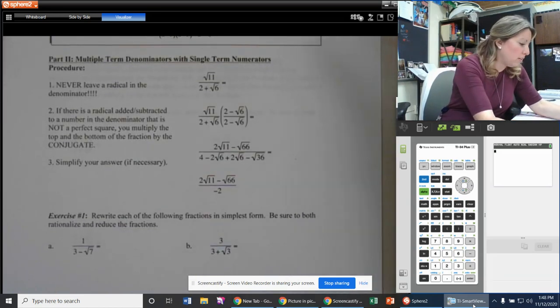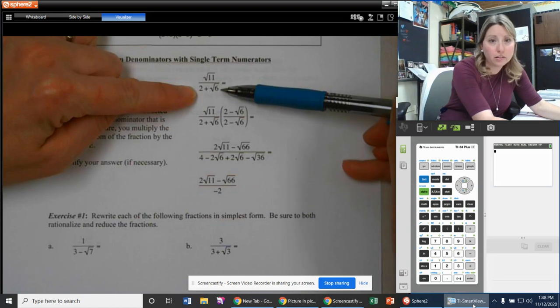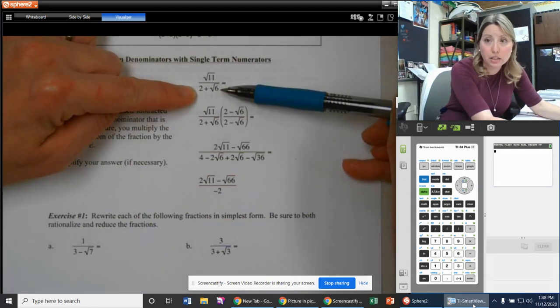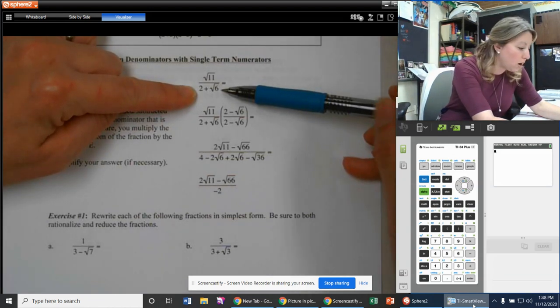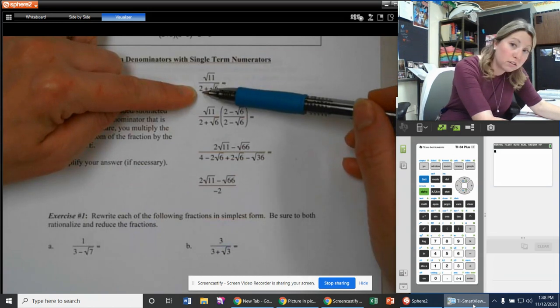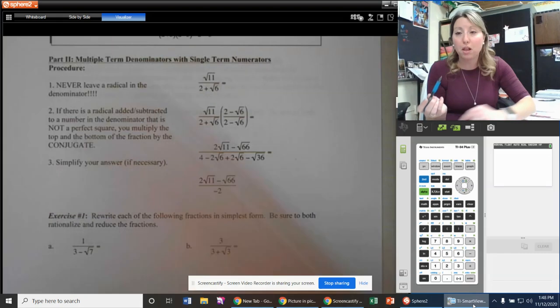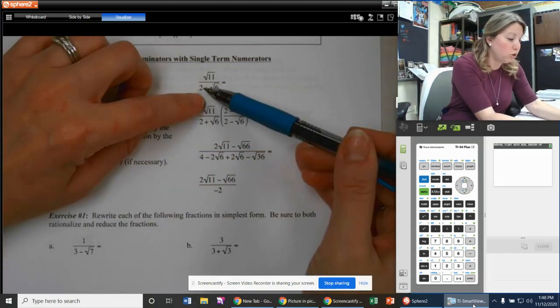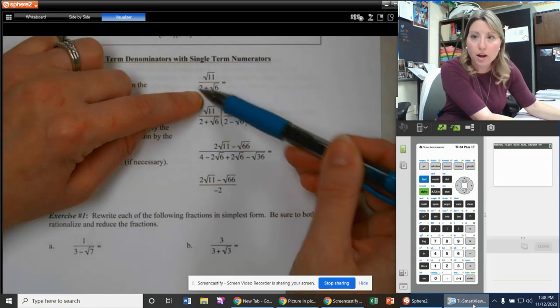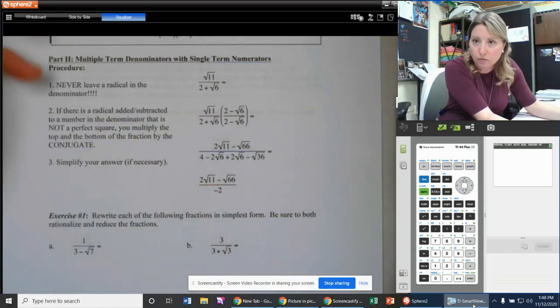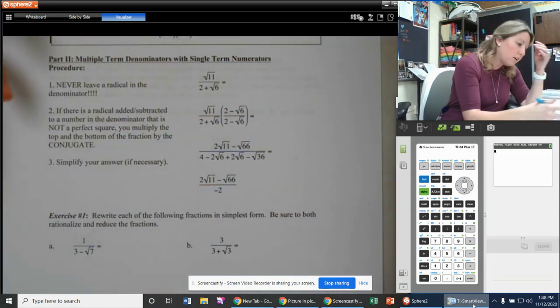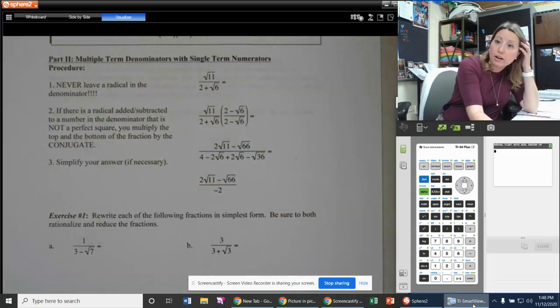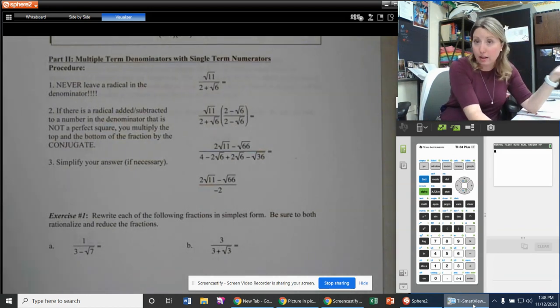Never leave a radical in a denominator. I look at this and notice that there are two terms in the denominator. And what I need to do to get rid of this now, because there's a radical term and a number, I can't just multiply by radical 6. Because if I multiply 2 by radical 6, I'll still have a radical in a denominator and won't have solved any of my problem. My problem is the fact that I have a radical in a denominator in the first place, and it's not allowed to be there.